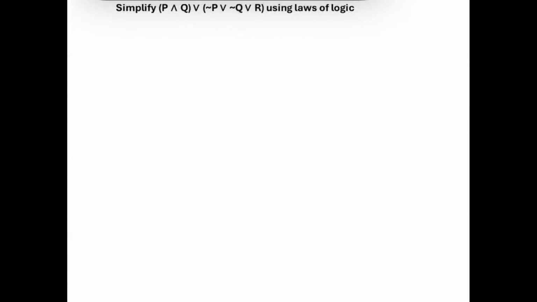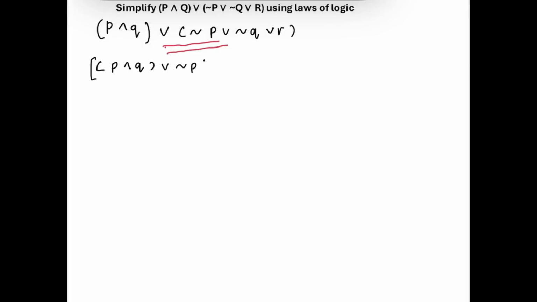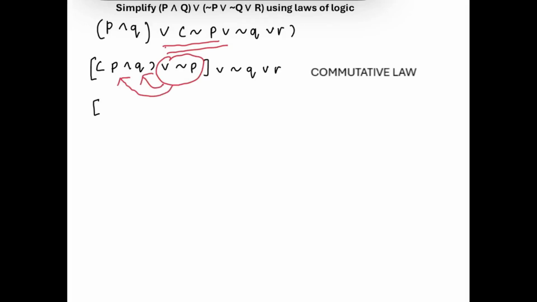Simplify P and Q or negation P or negation Q or R using laws of logic. To do this, let's start by rewriting the question first. As you can see, negation P is in between two disjunction symbols. Therefore, we can apply commutative law, and it will be like this. And now, disjunction negation P, we can apply distributive law to P and Q, and it will be like this.